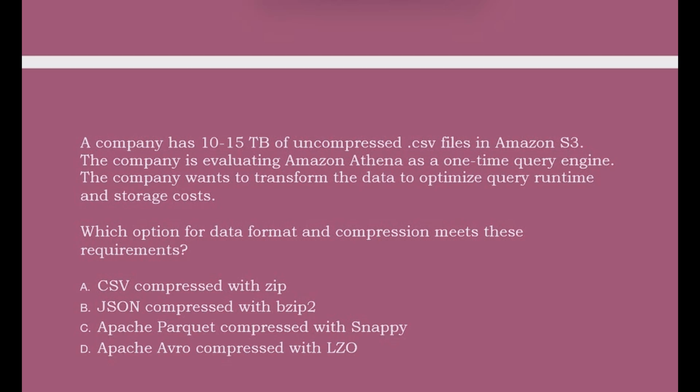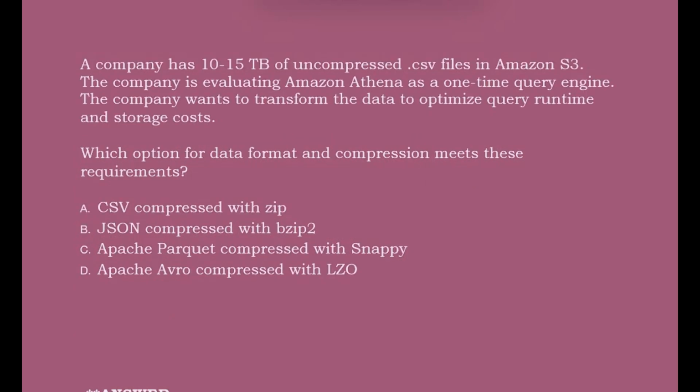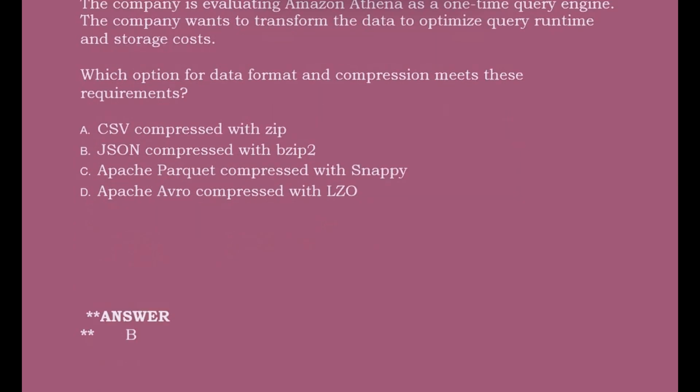Option A. CSV compressed with zip. Option B. JSON compressed with BZip2. Option C. Apache Parquet compressed with Snappy. Option D. Apache Avro compressed with LZO. Correct answer is option B.